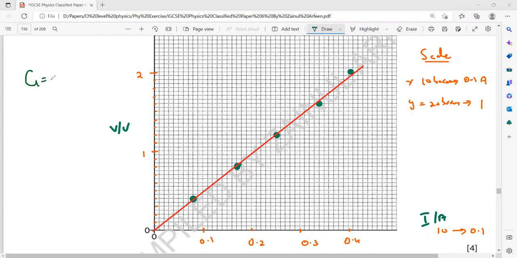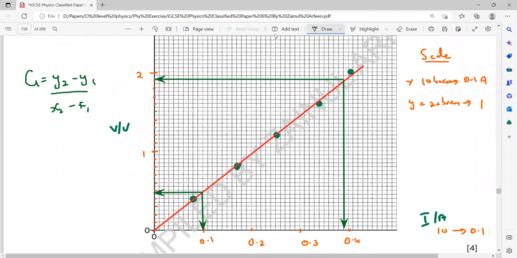The formula for the gradient is y2 minus y1 over x2 minus x1. So you have to take any 2 points and show what points you took. Like I took these 2 points, and say this is the second. So you have to draw these lines to show what point you took. Then the first point on the x-axis is x1.